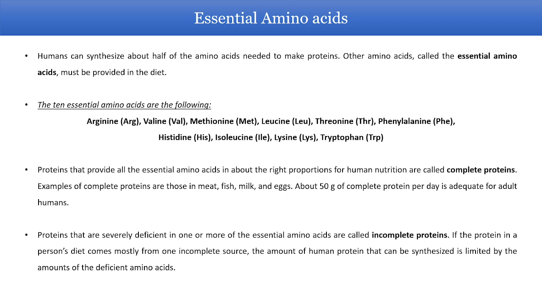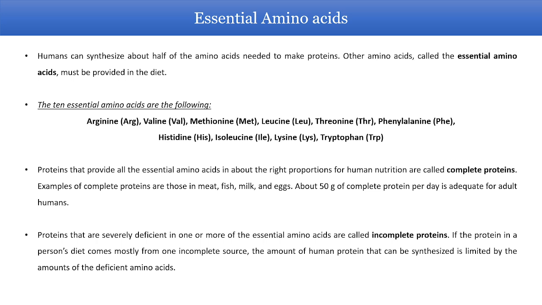So now the essential amino acids. When I was showing you the structures, I was speaking about essential amino acids and non-essential amino acids. Humans can synthesize about half of the amino acids needed to make proteins. The other amino acids are called the essential amino acids that must be provided in the diet. Those that are not required to be provided in the diet are the non-essential amino acids.